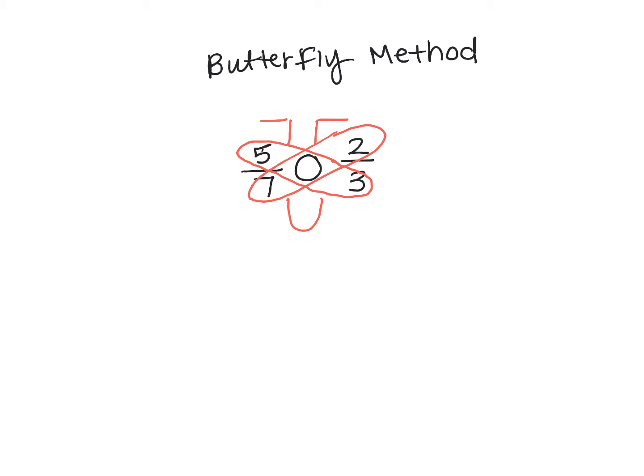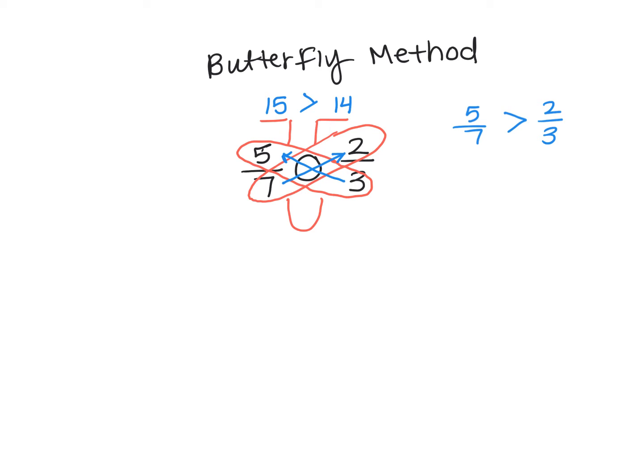Now, when I use the butterfly method, I'm going to multiply the numbers that are in the same oval. So 7 and 2 are grouped together, so I'm going to multiply 7 times 2, which gives me 14. I'm also going to multiply 3 times 5, which gives me 15. Now I can simply look at those two numbers to decide which fraction is going to be bigger. Well, I know that 15 is greater than 14, so 5/7 is greater than 2/3.